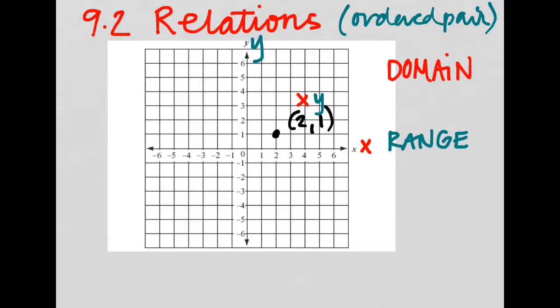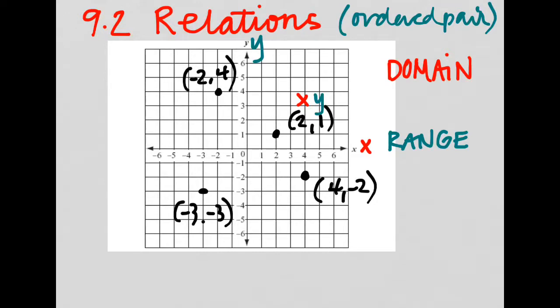Okay, so let me plot a couple more points here. Let's do that point here, and let's do one more right here. Okay, so let's give these their ordered pairs. This is at (-2, 4). This is at (-3, -3). And this guy here is at (4, -2).